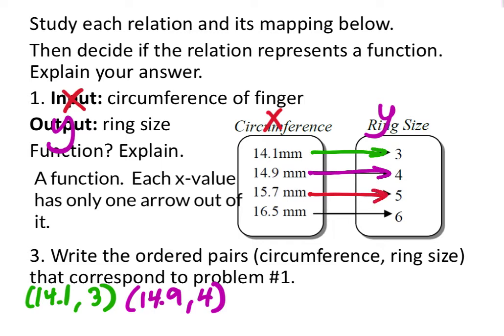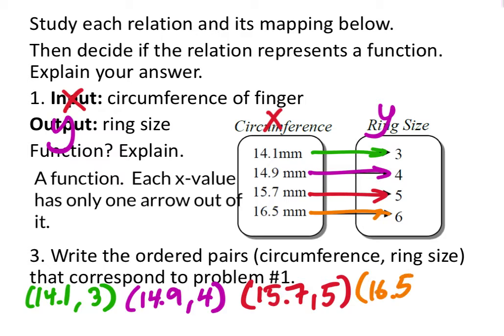Or this next one, 15.7 millimeter finger circumference, and you'd have a size 5 ring. And then finally this last one, a 16.5 millimeter circumference finger would be a size 6 ring. And that's all the ordered pairs.